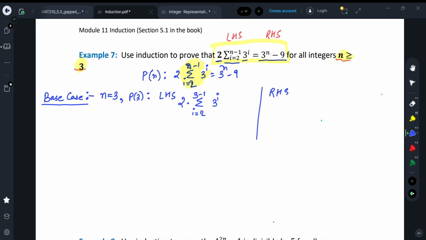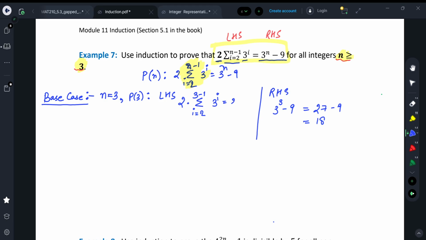Okay? And on the right hand side is just a simple equation, which is just 3 to the power 3 minus 9, right? So I'm just plugging in n equals 3 on both sides, and seeing what we get on the right hand side. So 3 times 3 is 9, times 3 is 27. 27 minus 9 is 18.